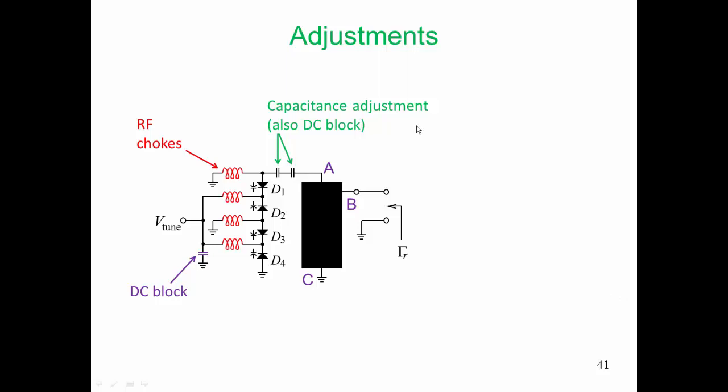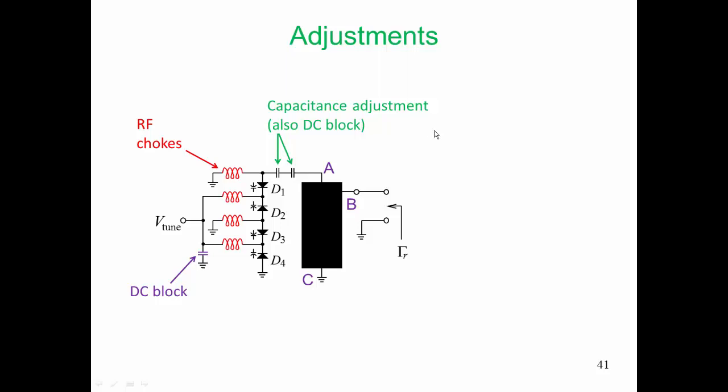We need that adjustment here so that we can fine-tune the capacitance of those varactor diodes. The availability of varactor diodes with a particular capacitance value is much smaller than the availability of lumped element capacitors. So this is a convenient way for us to achieve a fairly wide range of tunable capacitance.